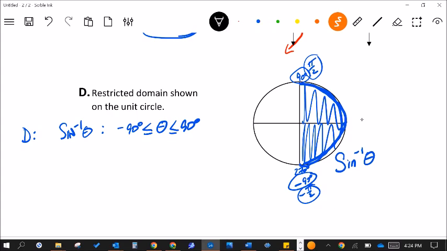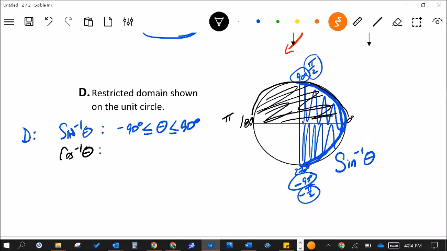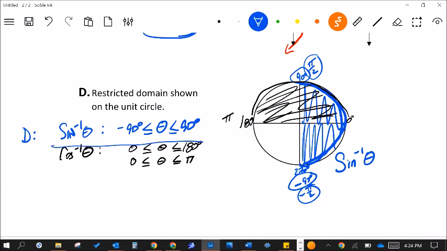Whereas now let's use cosine minus 1. So cosine is separable all through here, the second and the first quadrant. So that means we're going from 0 degrees to 180 degrees, or 0 to pi. So we would say 0 less than or equal to theta, less than or equal to 180 degrees. This one I'll say also less than or equal to pi. I should do the same thing for the sine up here: negative pi over 2 less than or equal to theta, less than or equal to pi over 2.